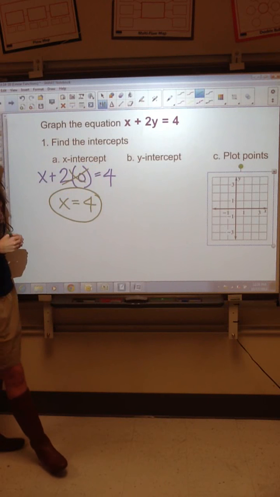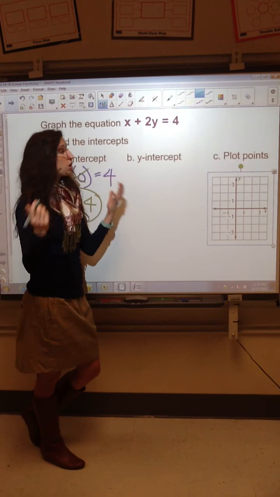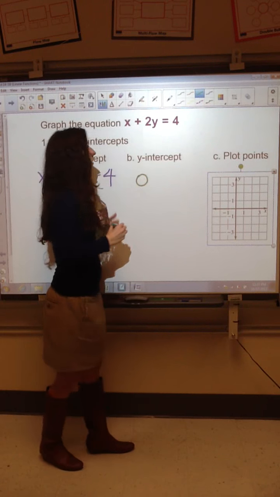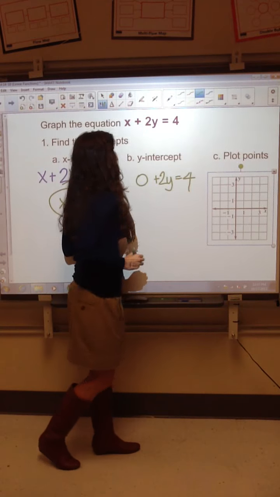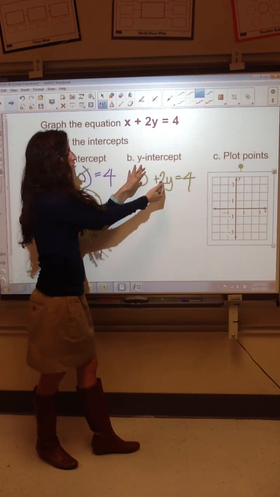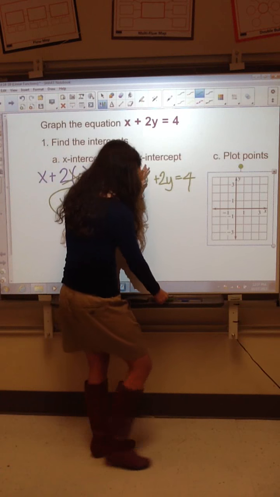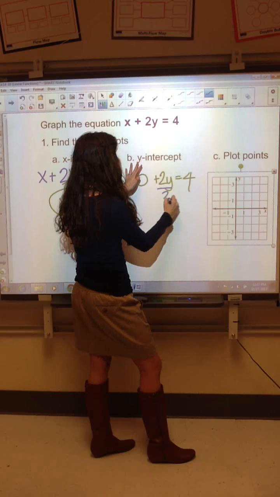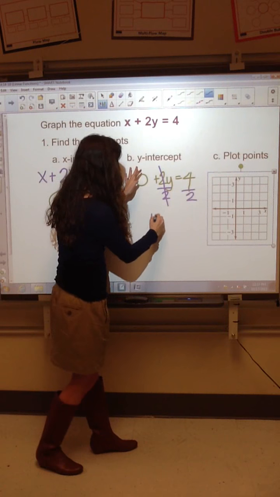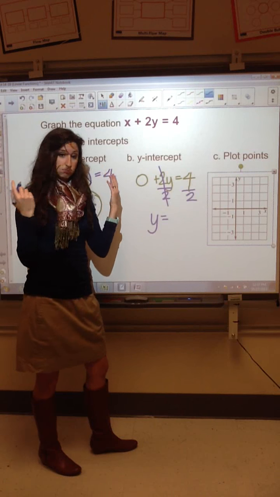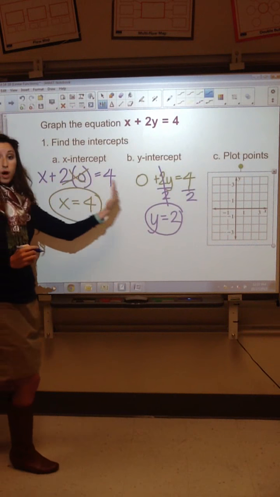Okay, then I'm going to do my y-intercept. So I'm going to recopy, only this time I'm plugging in 0 for x and I'm solving for y. So here we go. 0 is my x plus 2y equals 4. Well, 0 is nothing. So 2y equals 4. How am I going to get y by itself? Excellent. Divide by 2. So if I divide the left side by 2, I divide the right side by 2. This cancels. y equals 4 divided by 2 is 2. Have I found the x-intercept? Have I found the y-intercept?